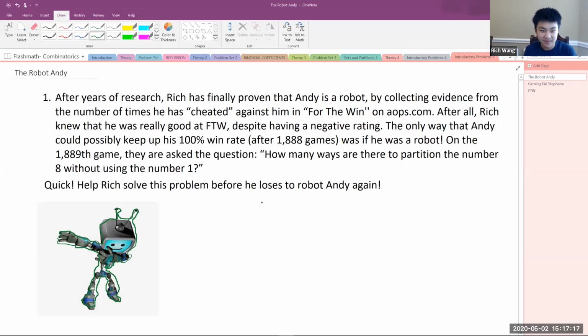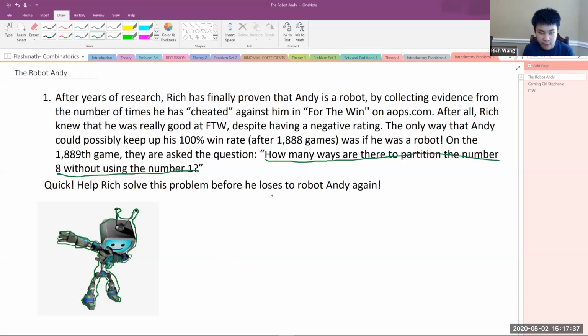So anyways, the question is: how many ways are there to partition the number 8 without using the number 1? Unfortunately, as I told you before, there aren't exactly very many good ways to find the number of partitions of a number without just doing straight casework. So we're just going to have to casework bash this.